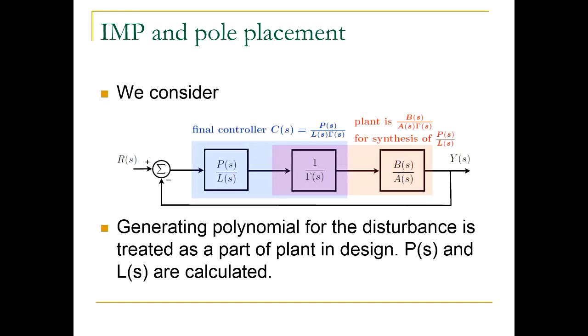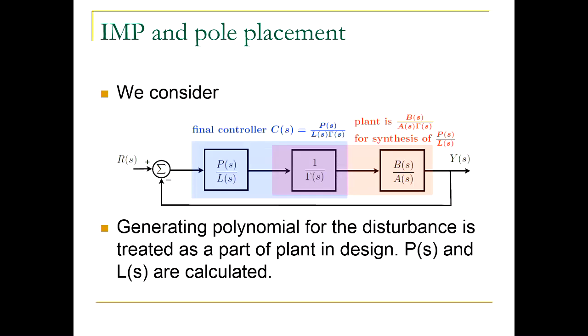So 1 over S means that the controller should contain an integrator. This is what we saw a couple of lectures ago. If we want to track sinusoidal reference signals of frequency 1, let's say, then gamma would be S squared plus 1. So that would be an enforced structure on the controller.